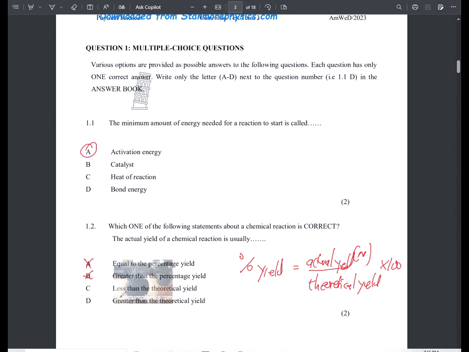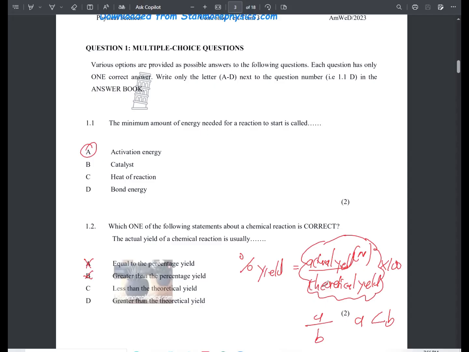Now, C says less than the theoretical yield. D says greater than the theoretical yield. What we normally know with these questions is that our percentage yield should be less than 100%. And if it has to be less than 100%, we know that this has to be what we call a proper fraction. A proper fraction is whereby if we have this represented as A over B, then our A value, which is the numerator, should be less than our B value, which is the denominator, right? So the actual yield in this case is always less than the theoretical yield.